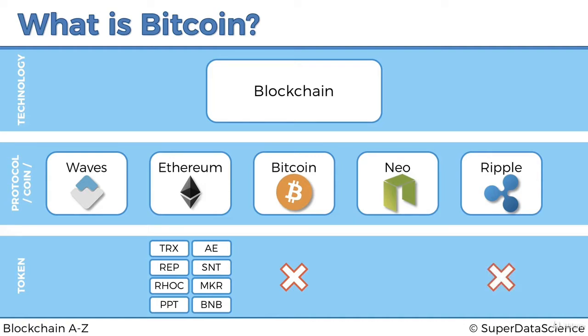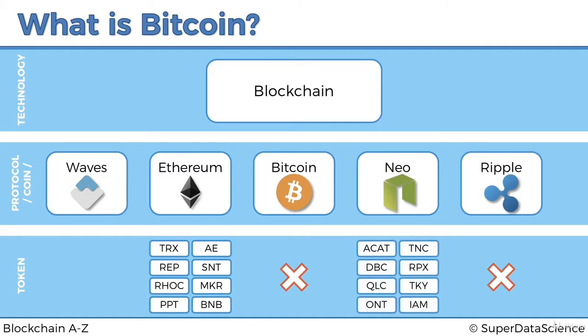Ripple also doesn't have any tokens on it. Neo, on the other hand, has quite a lot of tokens. Neo is the up-and-coming challenger of Ethereum, and Waves has a couple of tokens on it as well. So that's how the world of cryptocurrencies and just crypto technology and blockchain works.